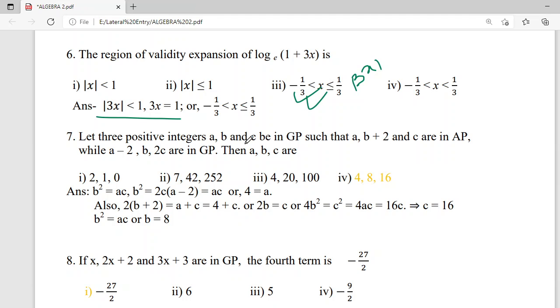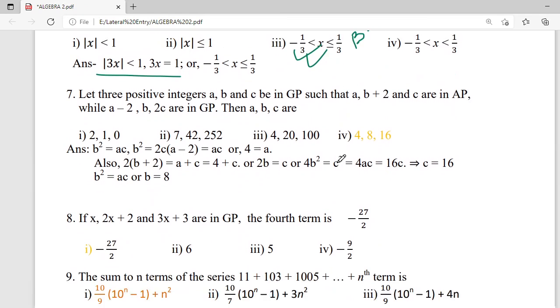Then let three positive integers a, b, c be in GP. a, b plus 2 and c are in AP, while a minus 2, b, twice c are in GP. Then a, b, c are? So this is given. You find this formula. a, b, c are in GP means what? b square is equal to ac.